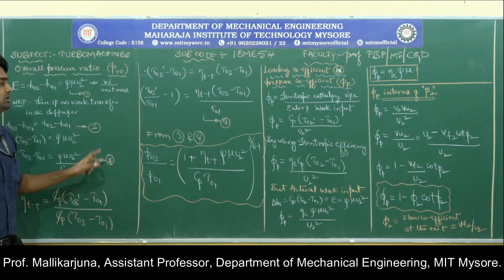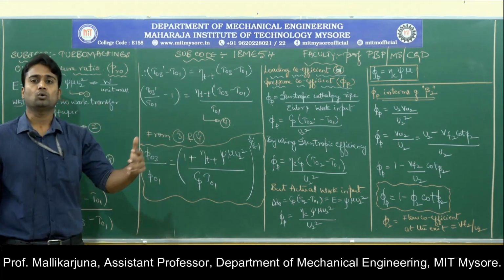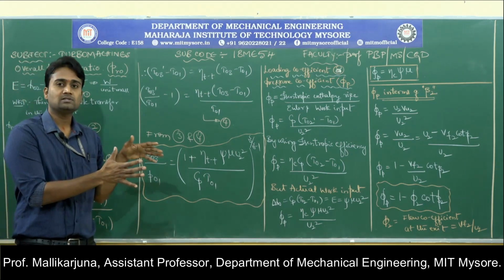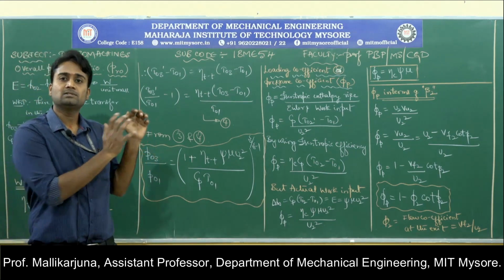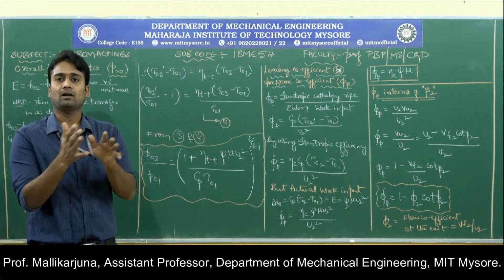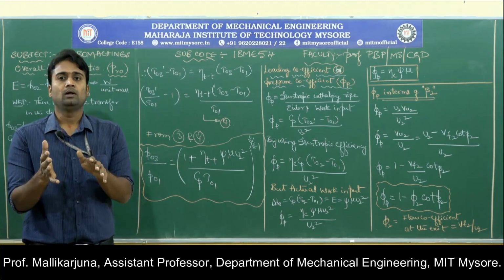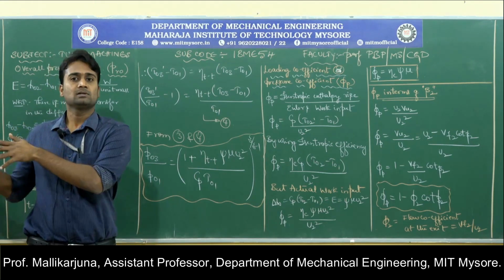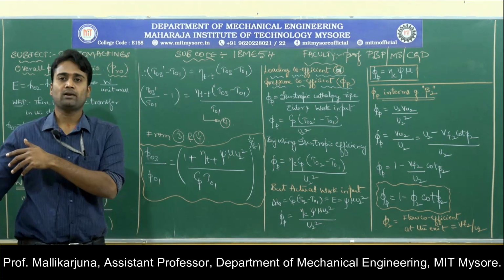Now, by merging 3 and 4, we can look at the overall pressure ratio. What do you mean by overall pressure ratio? The initial device with which my concern is the impeller. Impeller inlet is condition number 1, impeller exit is condition number 2. Next, the same condition number 2 is the diffuser inlet, and condition number 3 is the diffuser exit.